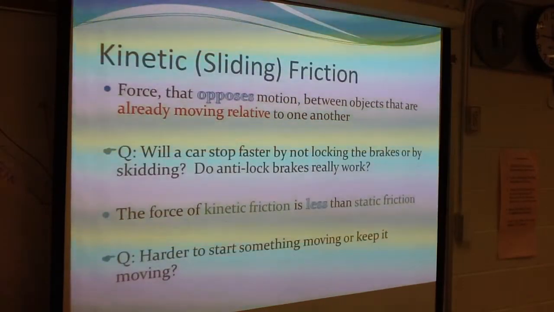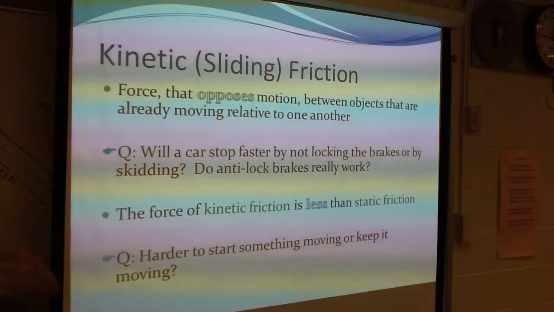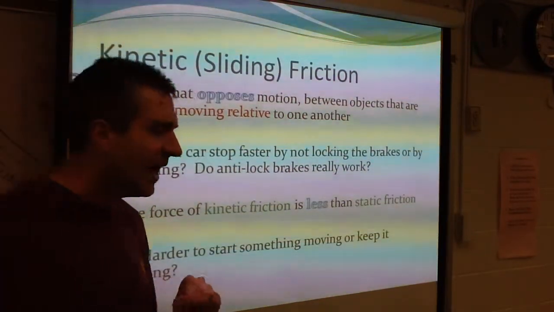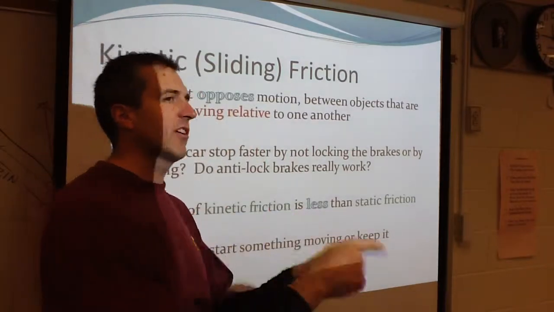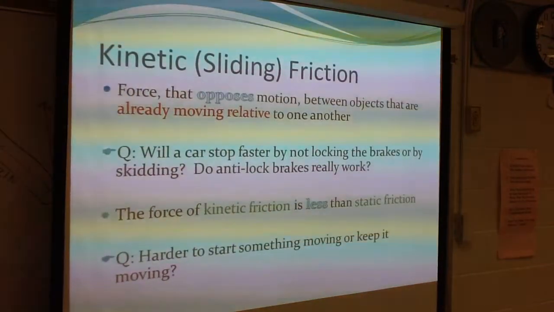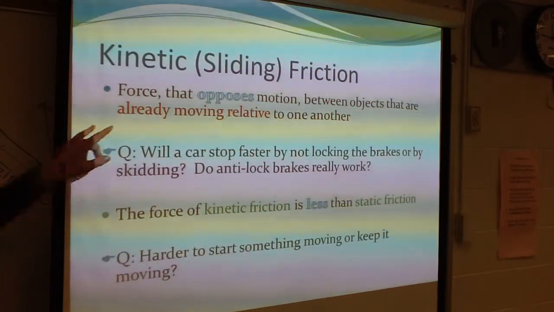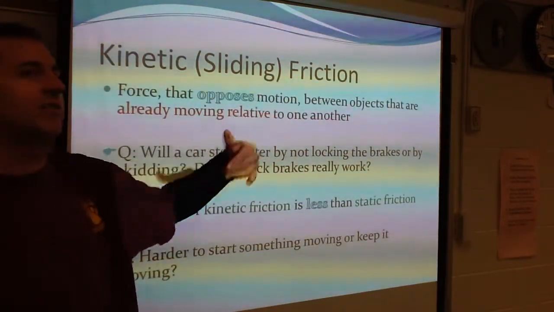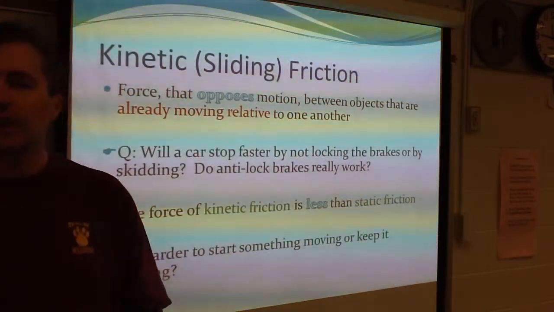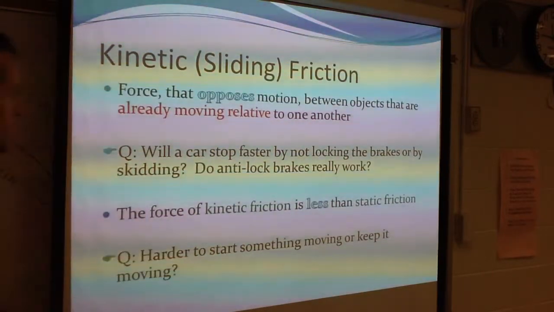Now kinetic friction, the sliding friction, this is once you get it moving. So you have static, it's hard to get going. Once it starts sliding, it turns to kinetic friction, and it also opposes the motion. But it's when two things are already moving relative to one another. So you've already got the thing moving, and now you're just sliding along.